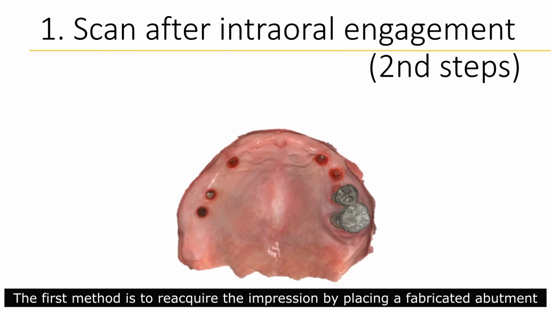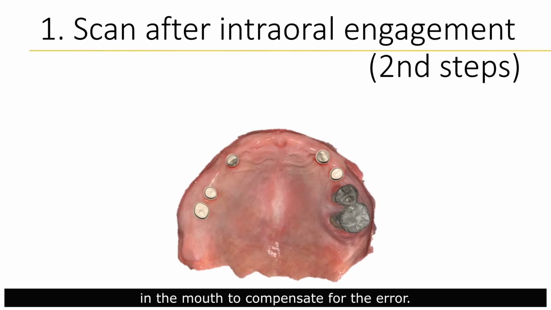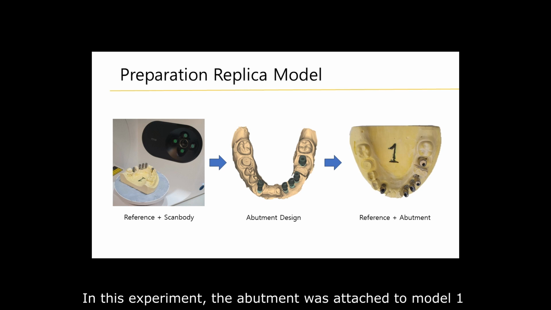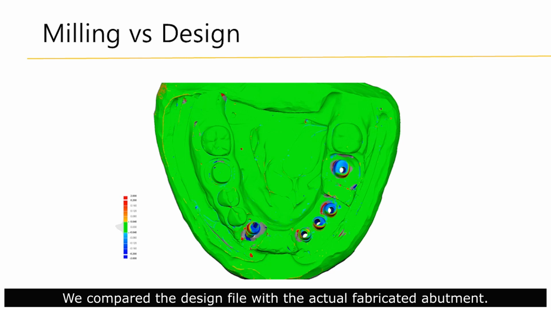The first method is to reacquire the impression by placing a fabricated abutment in the mouth to compensate for the error. In this experiment, the abutment was attached to model number 1 and a table scan was performed on behalf of the patient. We compare the design file with the actual fabricated abutment. It was found that the abutment machining error was over 200 micrometers laterally.